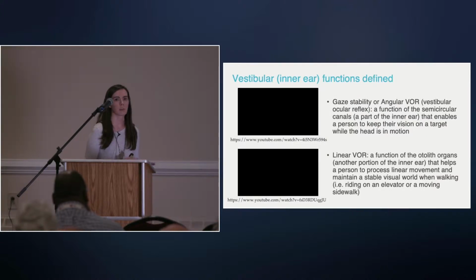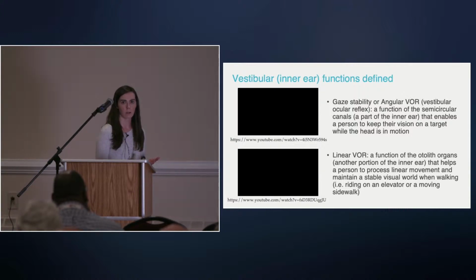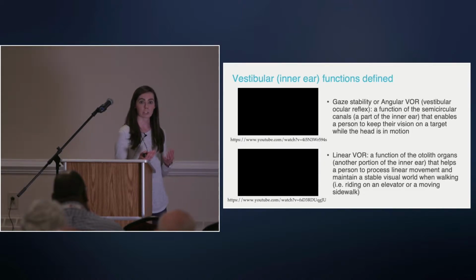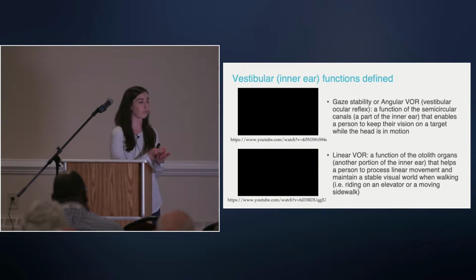So let's talk about some of the functions of the inner ear system. The main one is angular VOR, or gaze stability. Basically, this is a role of a part of the inner ear called the semicircular canals that helps me to understand rotation types of movements. So anytime I turn my head side to side or nod my head up and down, the vestibular ocular reflex helps me keep my eyes on a target as I'm doing that movement.